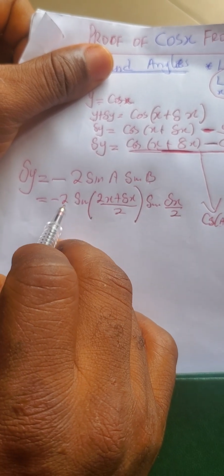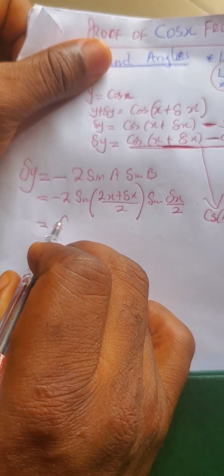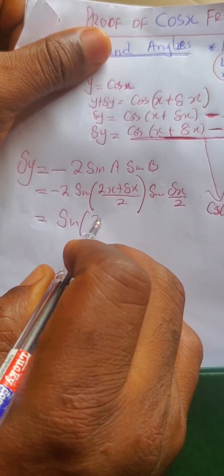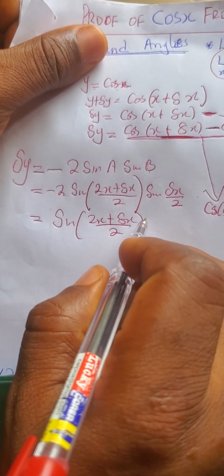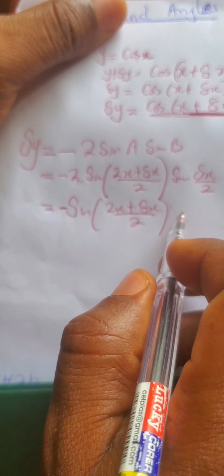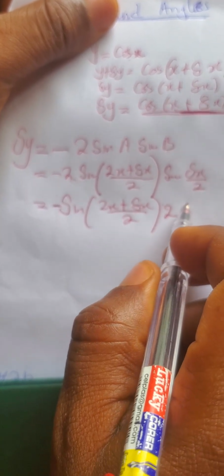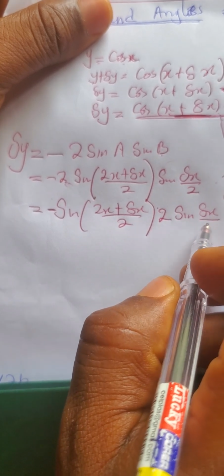I'm going to take this 2 that is here to this place. So let me write this one out as sine of 2x plus delta x divided by 2. Then this 2 will come here. Then this minus, I still leave it, but I carry this 2 to this side. So it's going to be 2 sine delta x divided by 2.